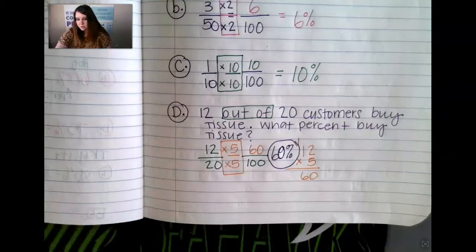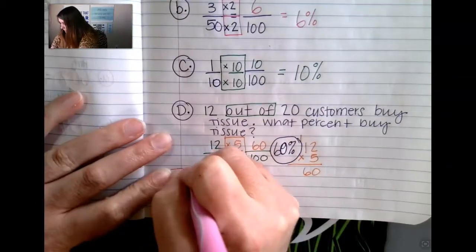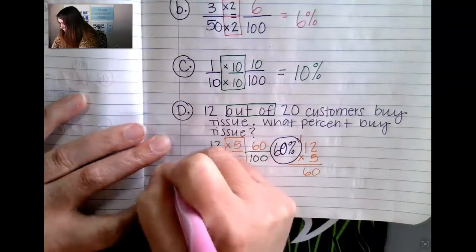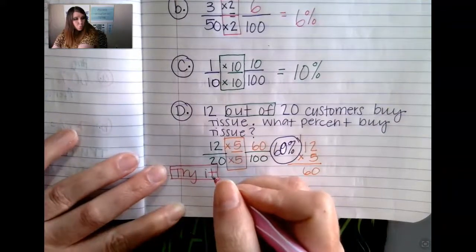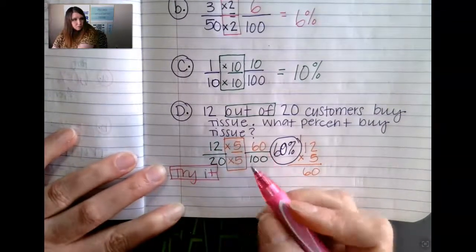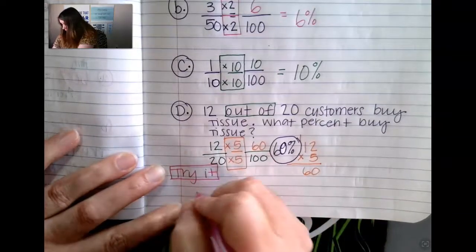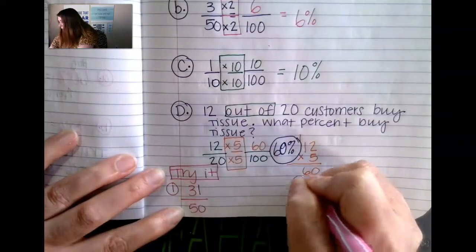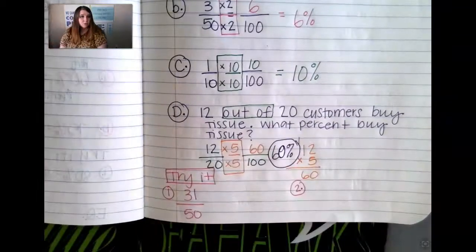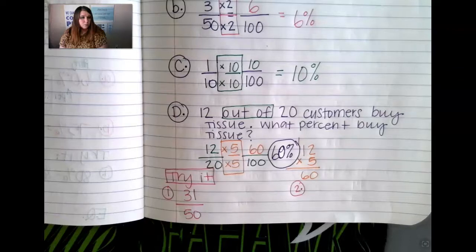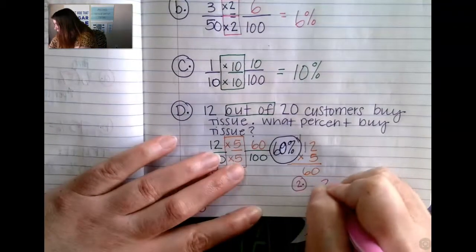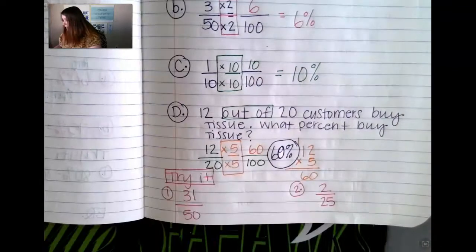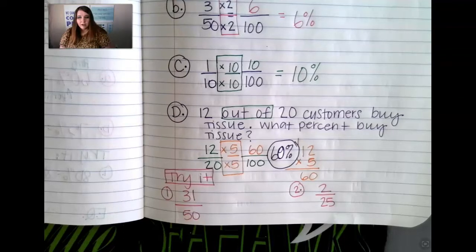All right, now it is time for you to do a try it. Try it number 1 says 31 over 50. So change 31 over 50 to a percent. And then try it number 2 says 2 out of 25. Okay, go ahead and turn those into percentages for me. Hit pause so you don't hear me solving them. And then when you're ready, go ahead and hit play.